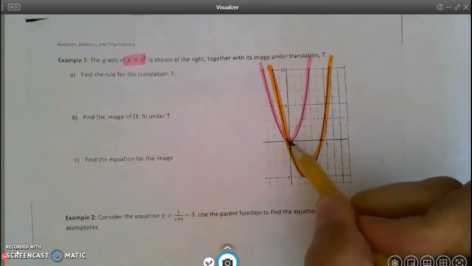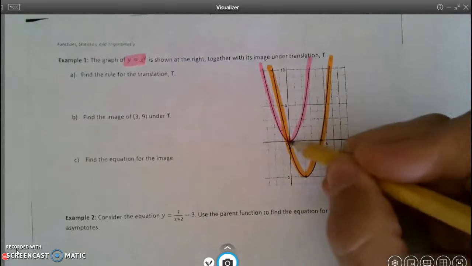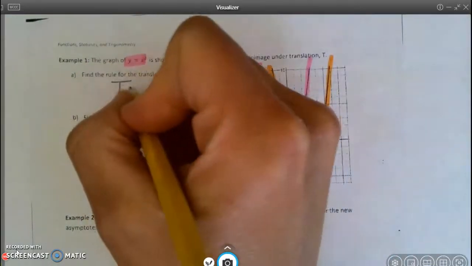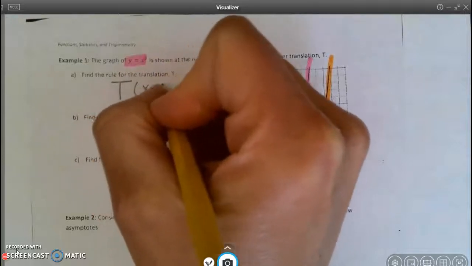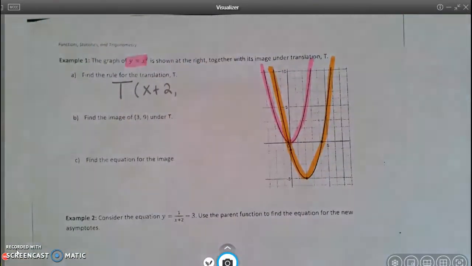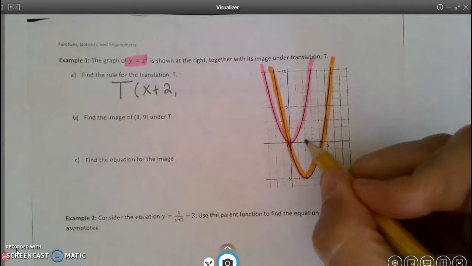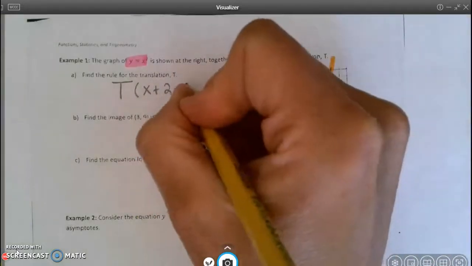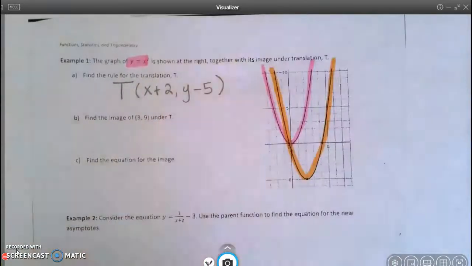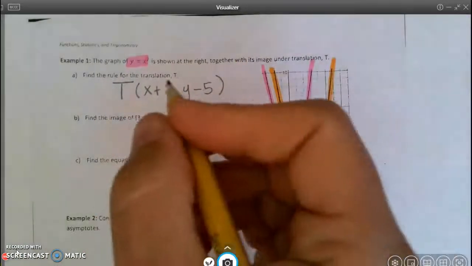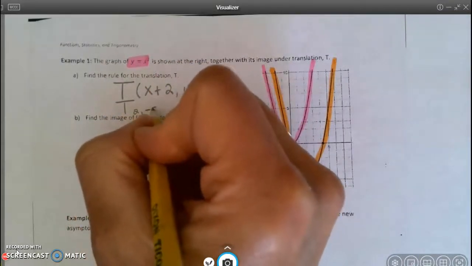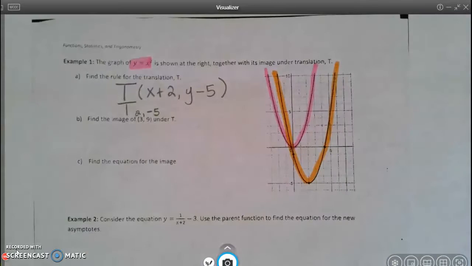So let's see. I use my vertex, and I look at my vertex. It has gone 1, 2 to the right. So the translation rule would be x plus 2. The rule doesn't lie. The rule tells the truth. 2 to the right. And then 1, 2, 3, 4, 5 down. Y minus 5. I could also write this as T with subscript positive 2, comma, negative 5.